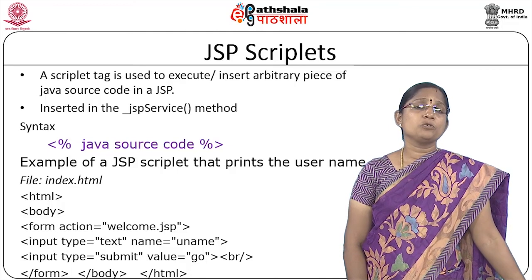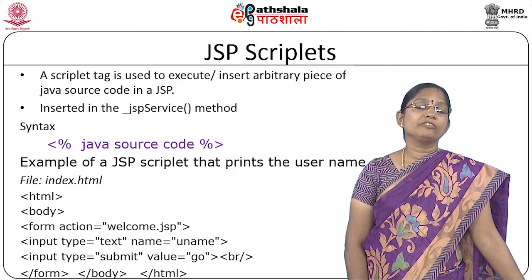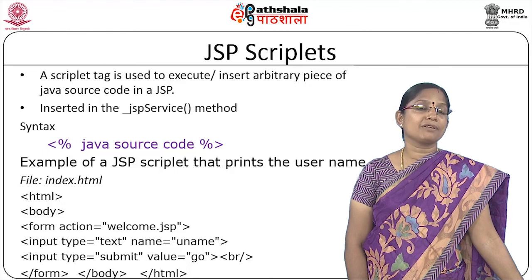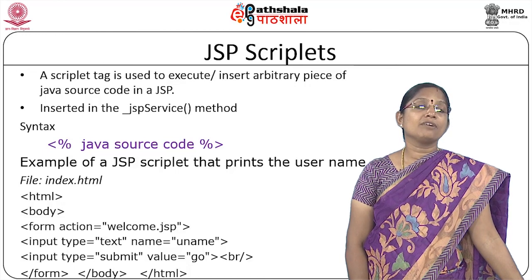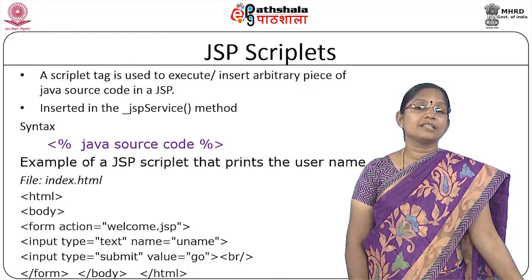Now let us look through the second type, which is called scriptlets. A scriptlet is used to execute or insert an arbitrary piece of Java source code in a JSP. Arbitrary piece of code means Java code just like ours can be embedded inside the HTML file. Already I told you that HTML is for formatting. This arbitrary Java code is used for writing the business logic. It has to be enclosed within the percentage symbols. This is the syntax given to you.